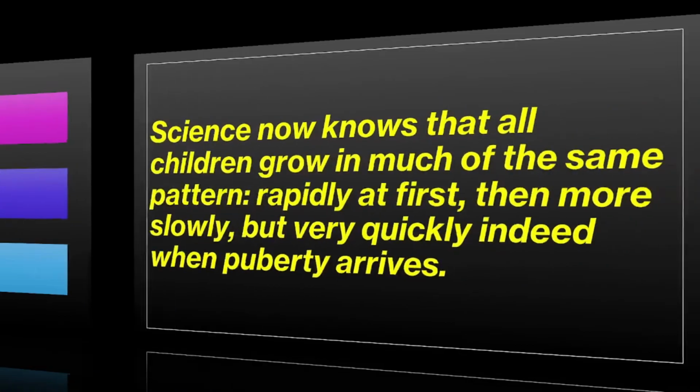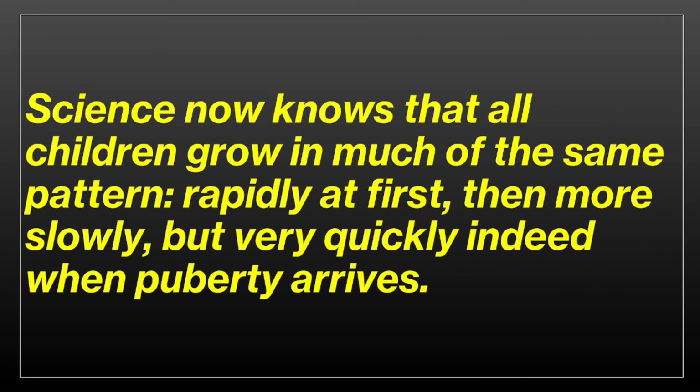Next. Fourth principle states that science now knows that all children grow in much of the same pattern: rapidly at first, then more slowly, but very quickly indeed when puberty arrives. While there is variation in individual growth rates, children generally follow a predictable growth pattern. Understanding this helps in anticipating developmental needs and providing appropriate support.